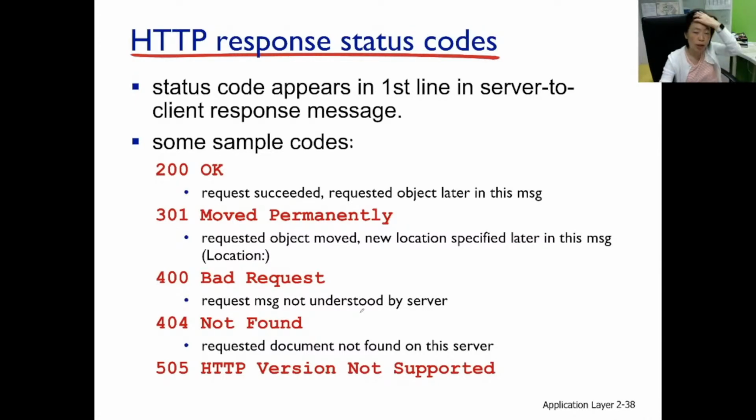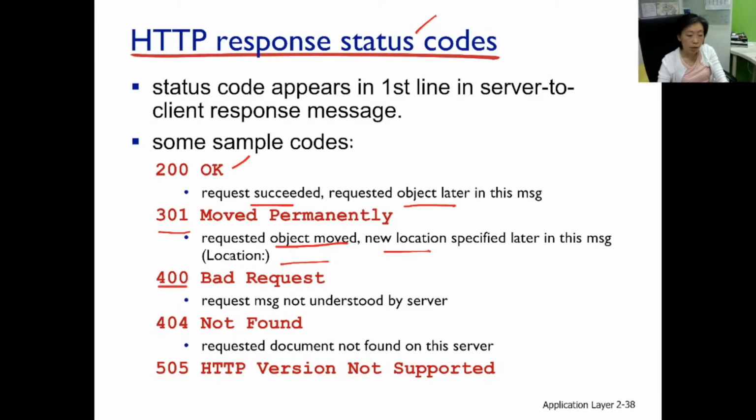Next is just to share a bit more: HTTP response message status codes. We've seen earlier in the example 200 OK. This is saying the request is successful and the object is embedded. 301 means the server is saying the object has moved to a new location specified later in this message. Sometimes you run into a message saying click here, and that takes you somewhere else. It's a redirecting link.